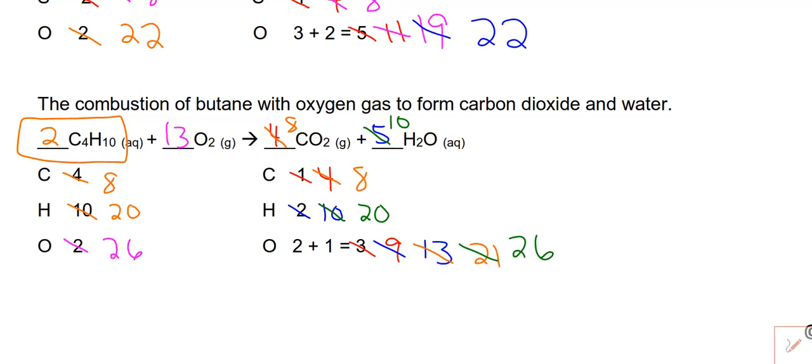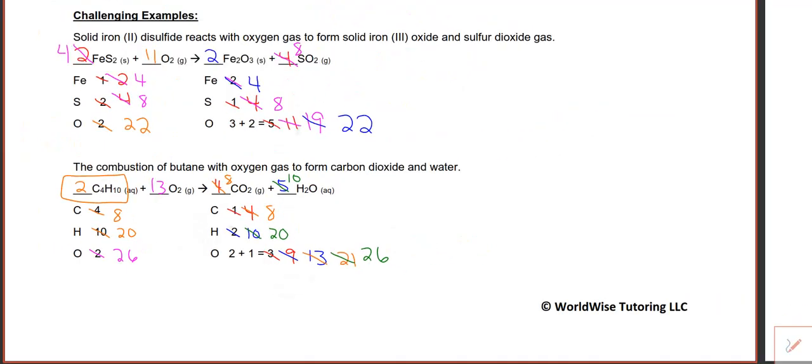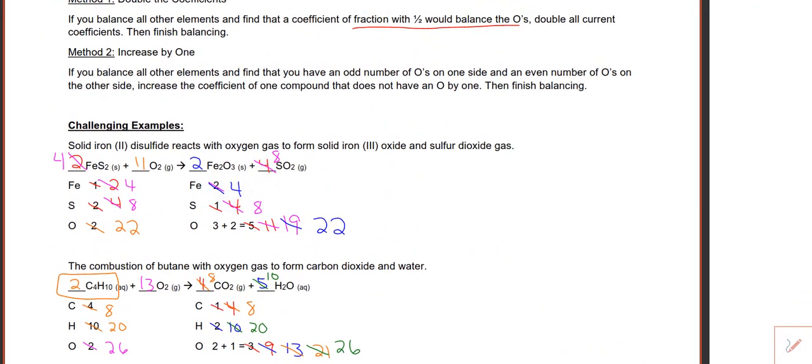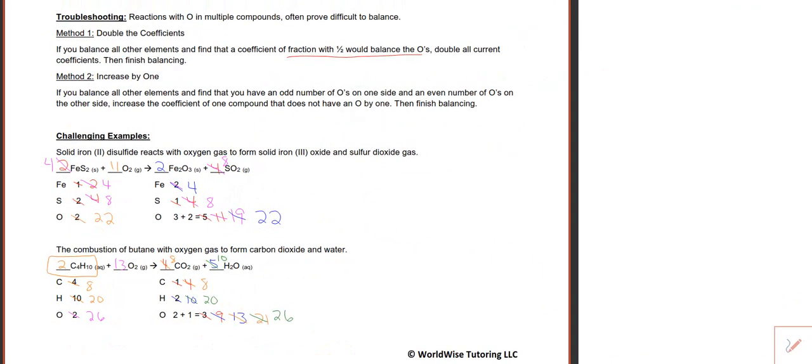So you have two methods for how to deal with a situation where oxygen is the only one left and it's not working out for you. One is where you would just go ahead and double the current coefficients and finish balancing. The other is where you would increase the coefficient of the compound that doesn't have an oxygen in it by 1. Sometimes you need to use a combination of those, or you might need to use the method more than once to get to the final answer, but both of those are good starting places.